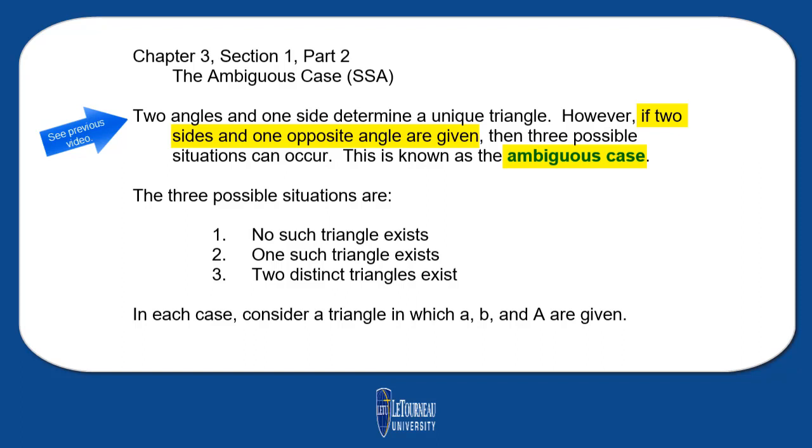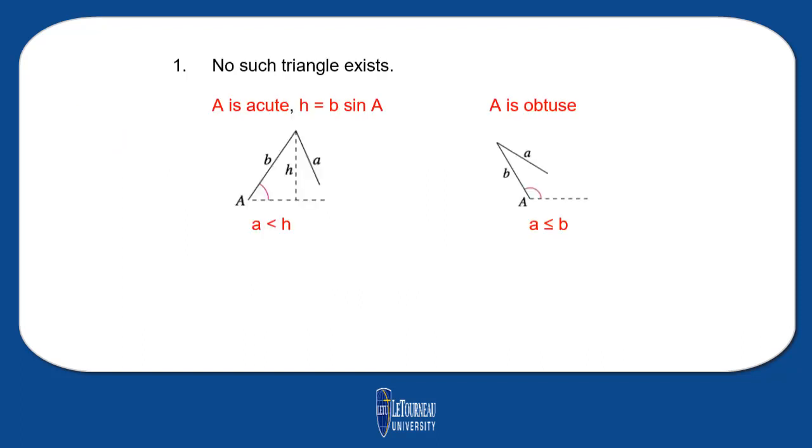The three possible solutions are: number one, no such triangle exists; number two, one such triangle exists; and number three, two distinct triangles exist. In each case, we're going to consider a triangle in which side a, side b, and angle A are given.